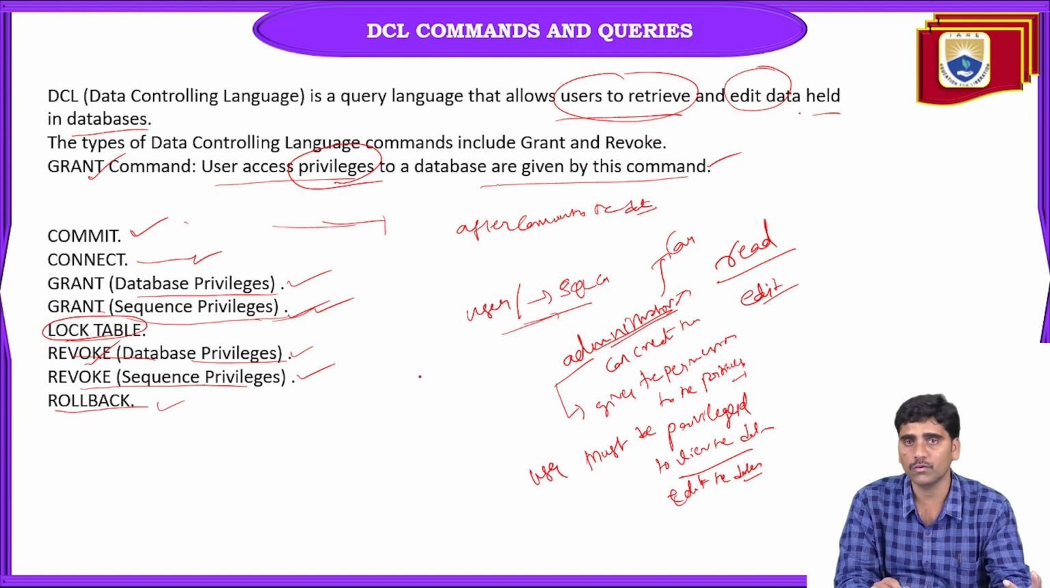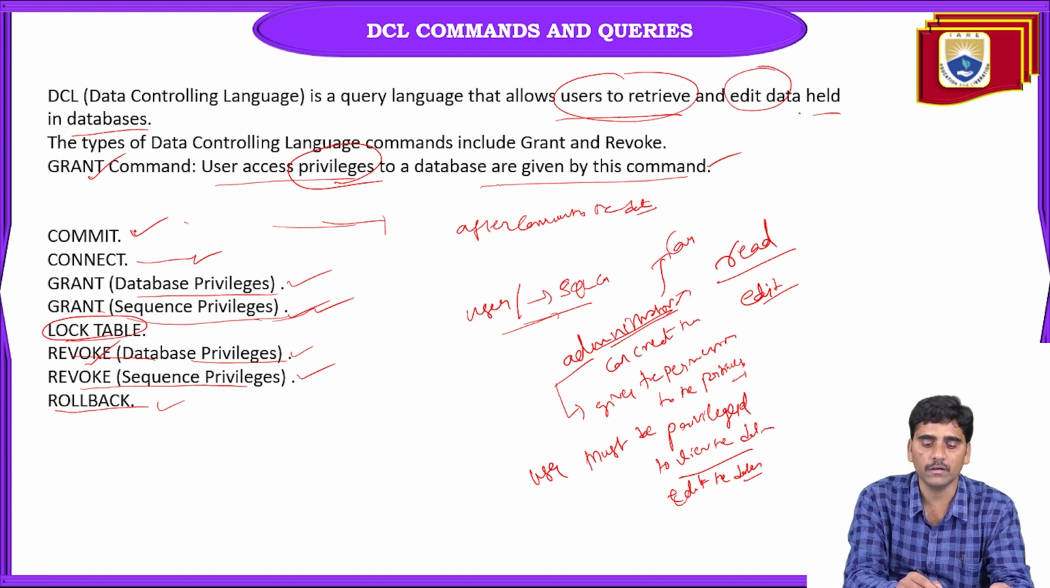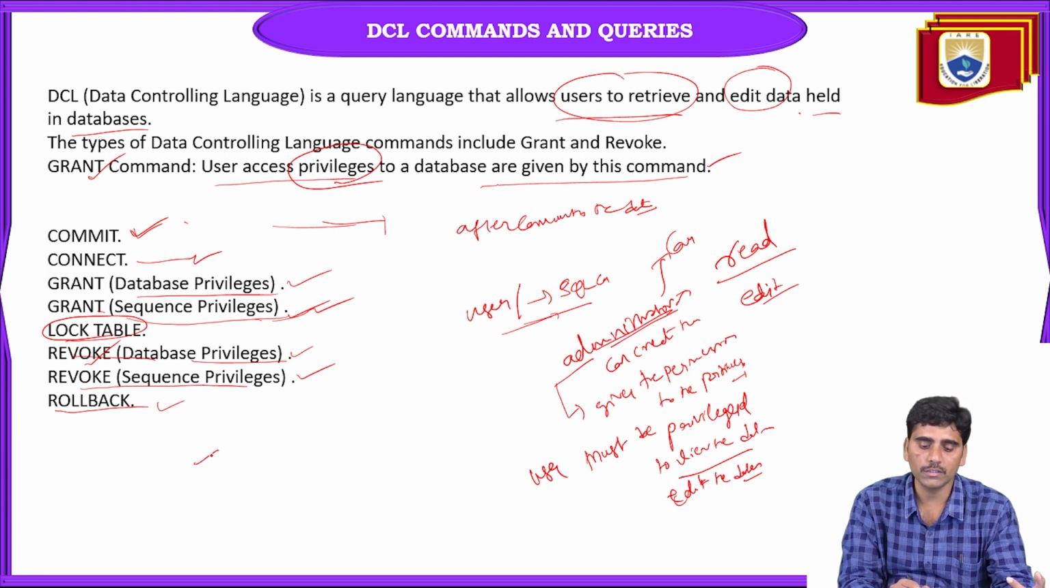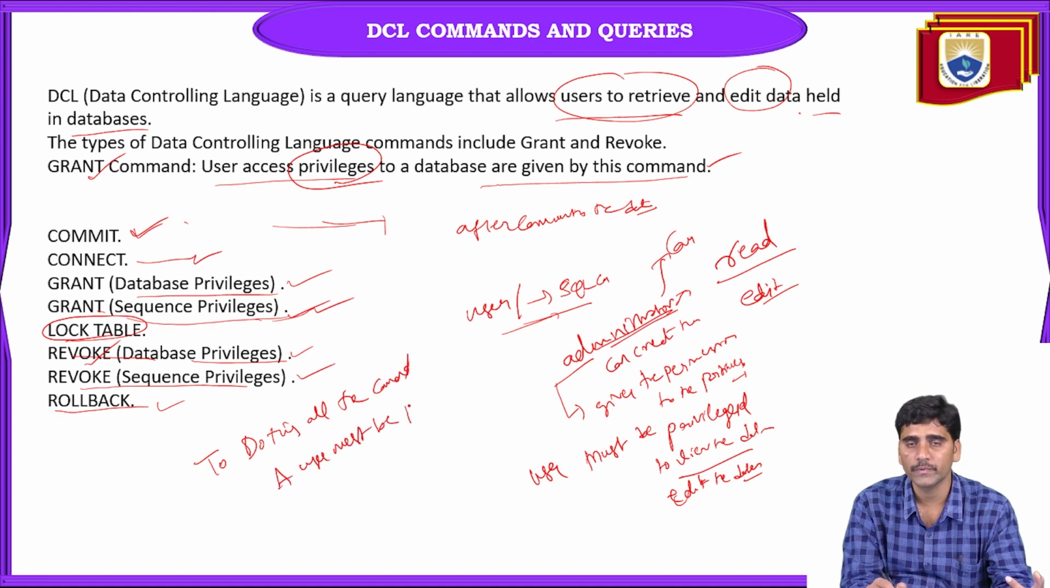And rollback. The rollback operation is performed if and only if the data is not committed. Rollback is nothing but getting your data back to the original position, or getting your data back from the previous state. Before the commit operation, you can roll back the data, but after you commit the data, you are not able to roll back your data. So to do all these commands, all these operations, a user must be privileged.